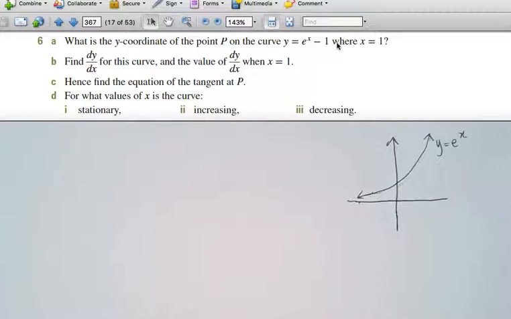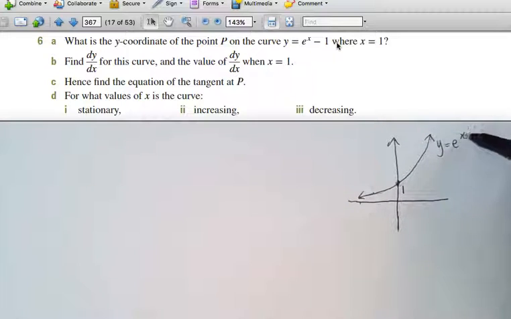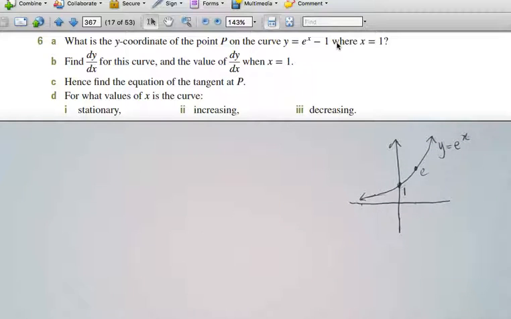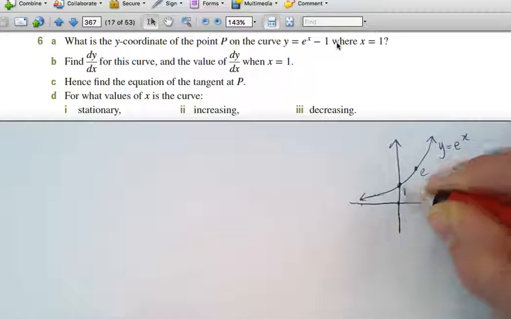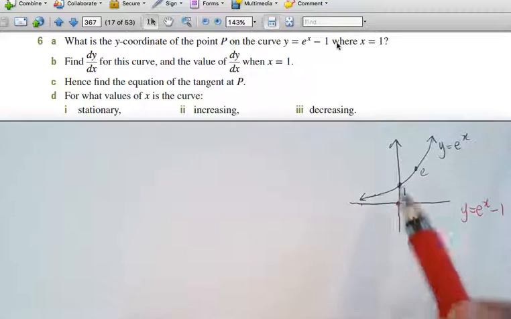Shifted down 1 unit. Now, tell me with this curve, when x is 0, what's y? When x is 0, e to the 0 is 1. When x is 1, e to the power of 1 is 2.7, e. All right, there's some coordinates on that curve. But that's not the curve that we're looking at. We're looking at y equals e to the x minus 1. So the whole curve has been shifted down 1 unit. So where it was 1, it's now 0. What's the asymptote for the original curve? What do you think?